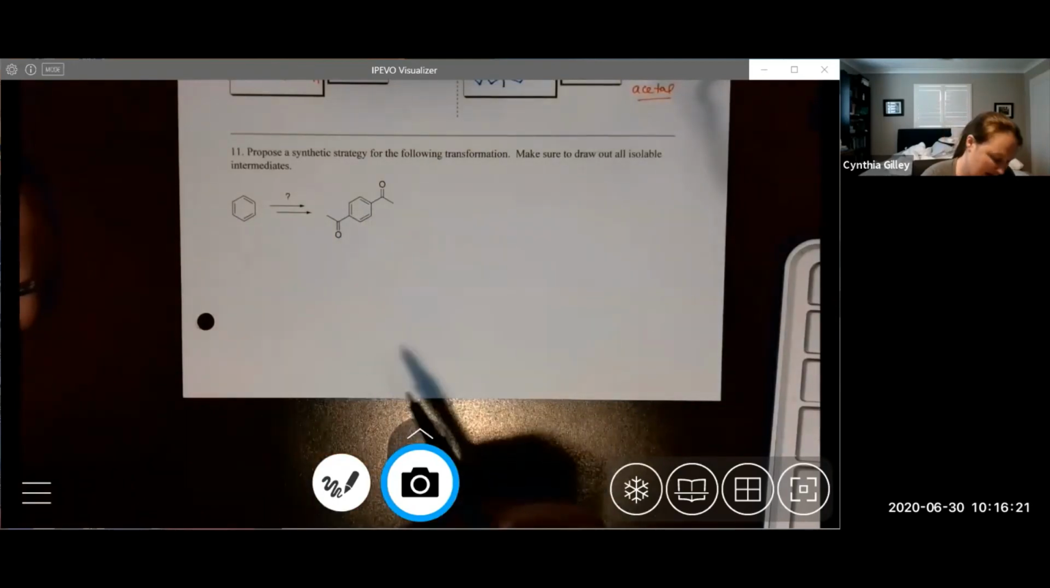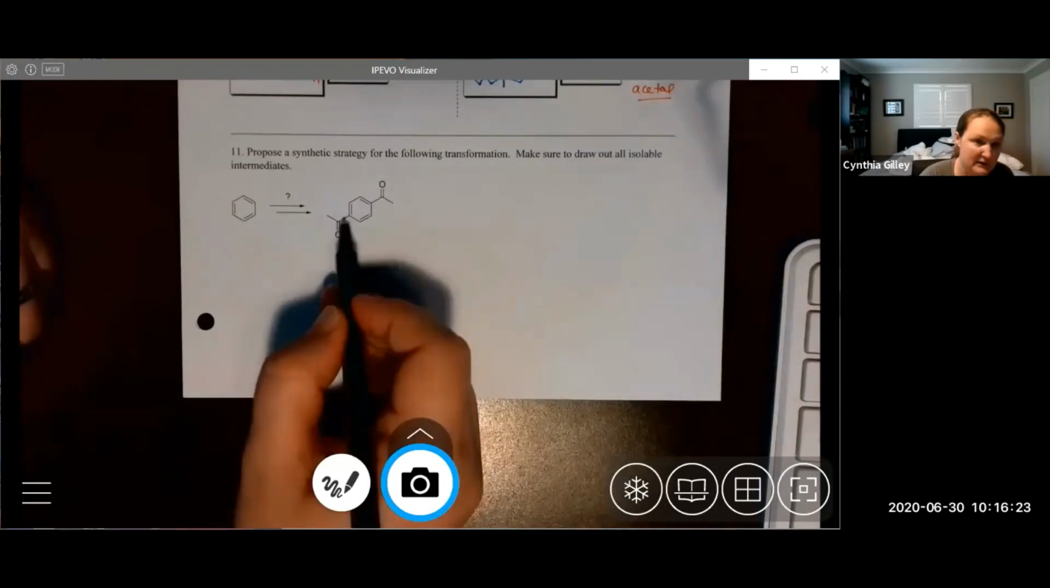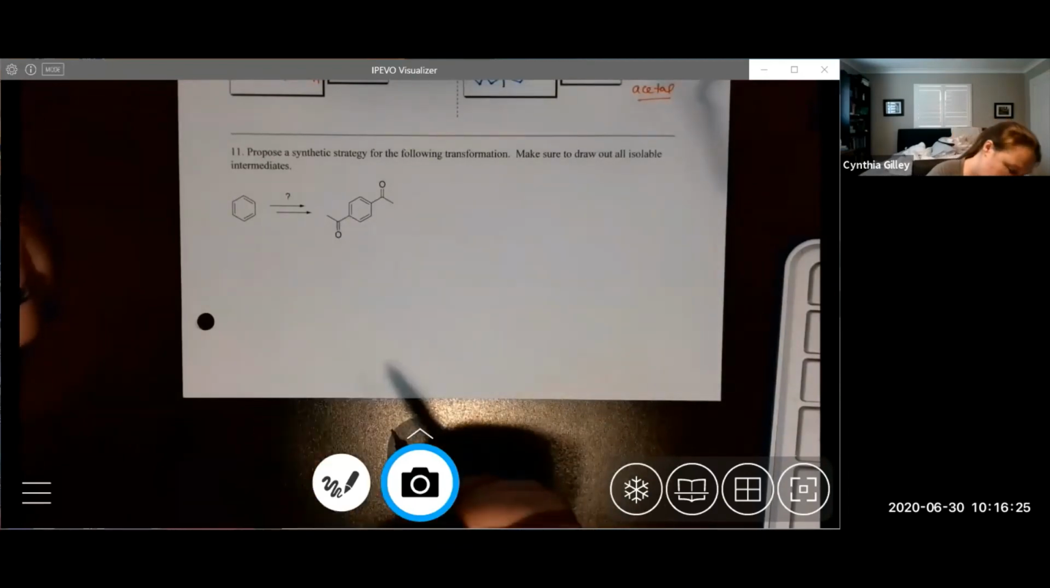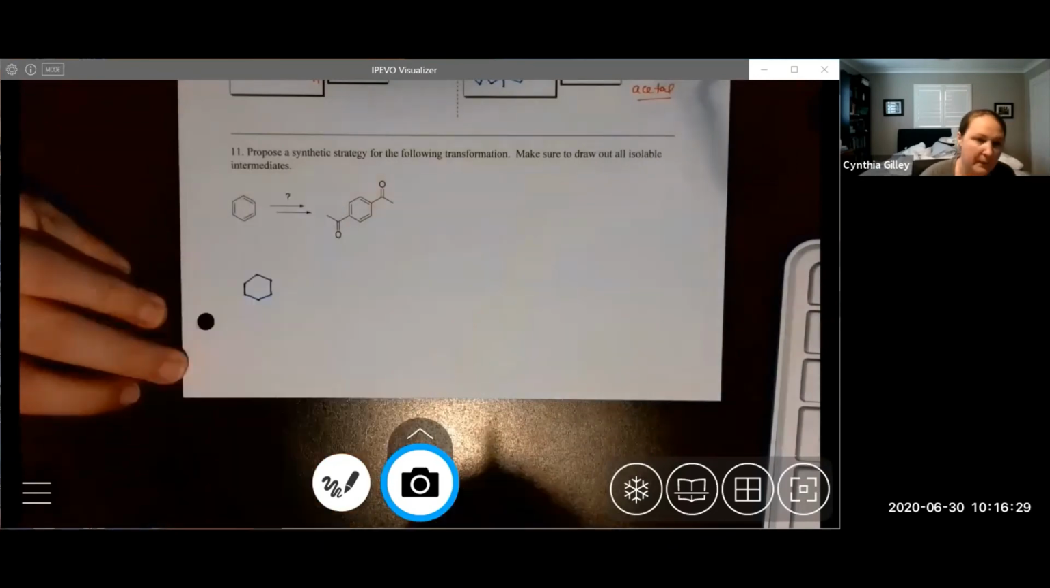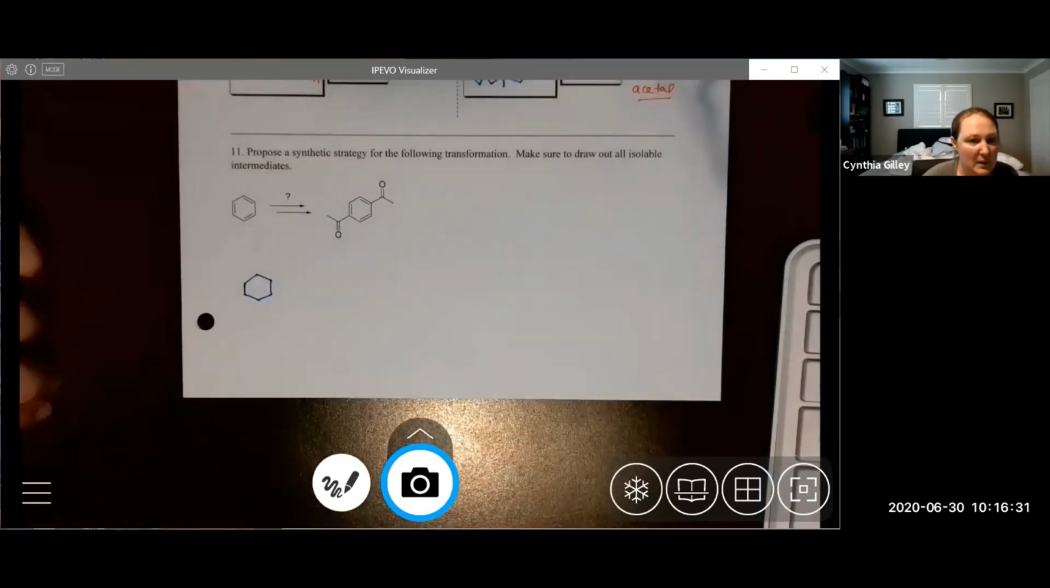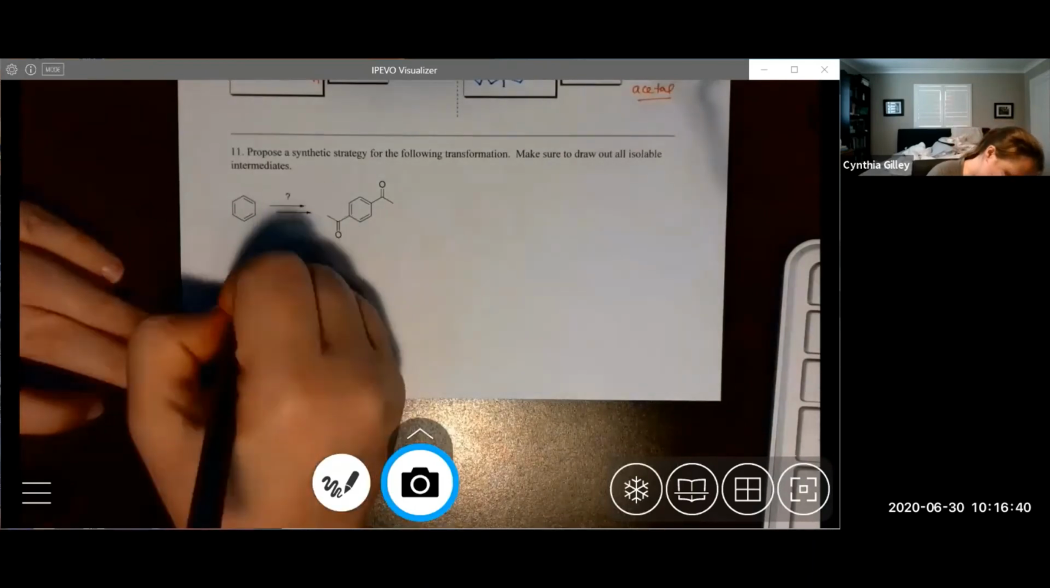But another way you could make this bond is through a Grignard reaction. You could focus on potentially using a Grignard reaction. But whenever we use a Grignard reaction, remember, we can't have anything undesired in the reactant that might react. So we might need a protecting group.